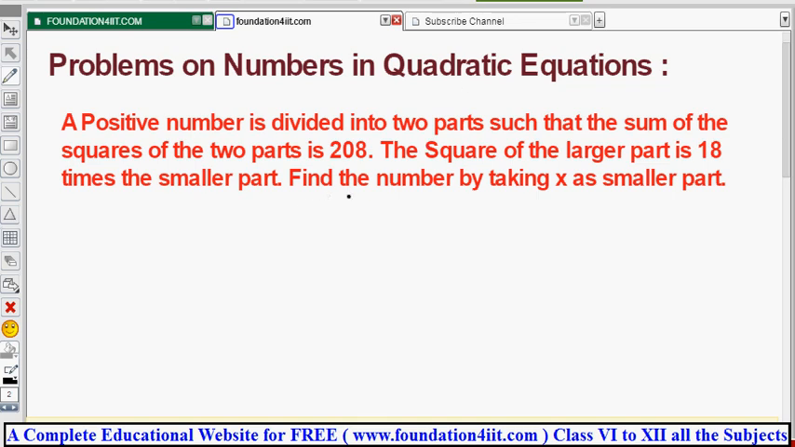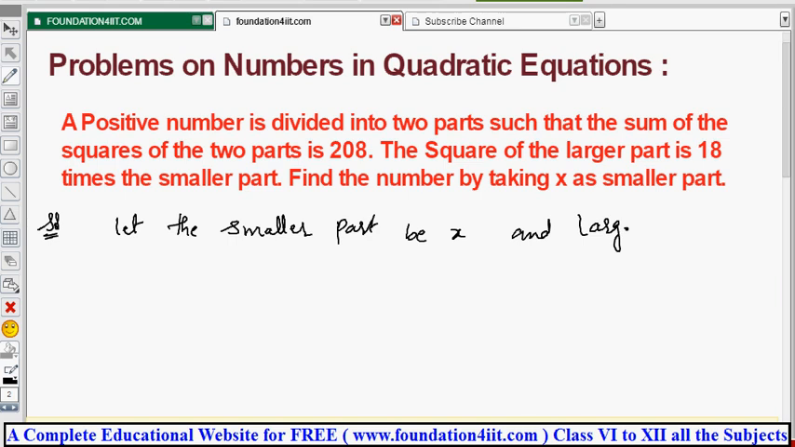That's very important here. So find the number by taking x as a smaller part, they mentioned already. Then let us take the smaller part be x first. And another part you can take some other letter also. You can do in that way also. Let the smaller part be x. They mentioned we can take it. And the larger part you can take other letter. I am taking it as y.